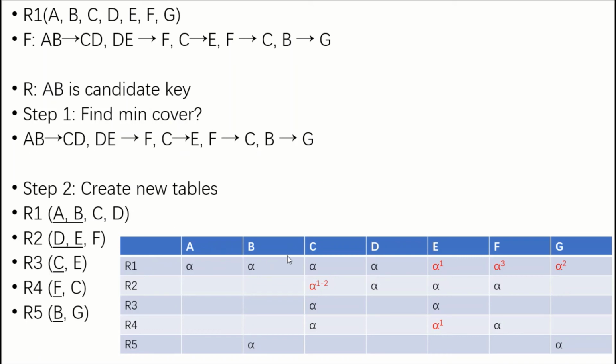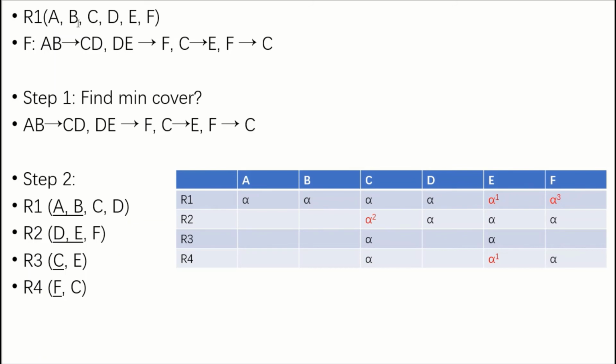AB implies CD. We won't be able to do anything new here. DE implies F. So DE will be this, implies F. Alpha 3 actually has not been filled up yet; we only filled up to alpha 2. So we will be able to fill up alpha 3 at this step. Filling up alpha 3 gives us 1 full row of dependency variables, and so we can claim that this decomposition is lossless. Okay, let's go on to the next example.